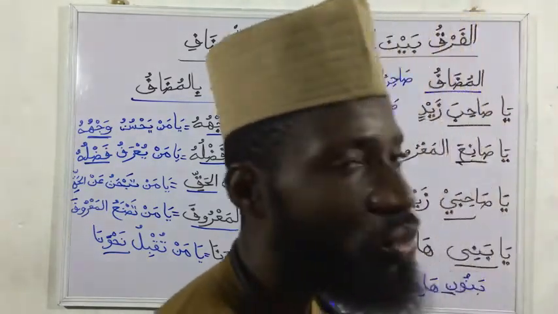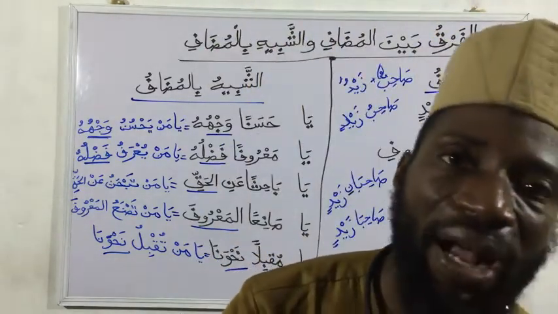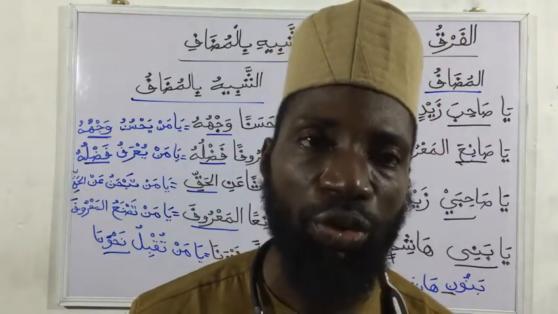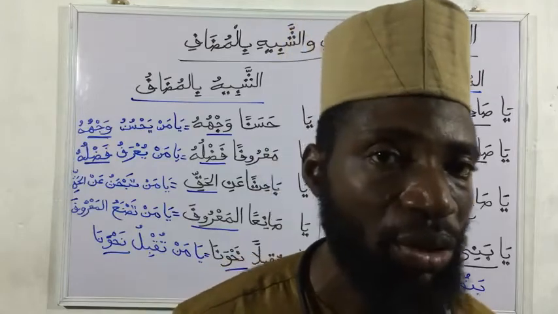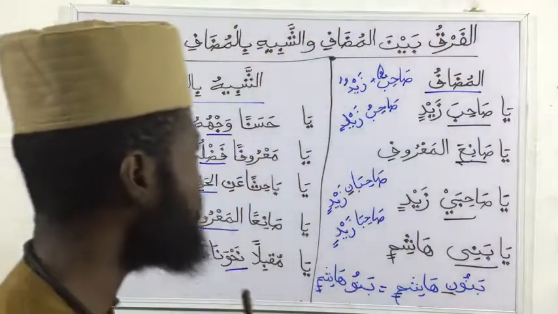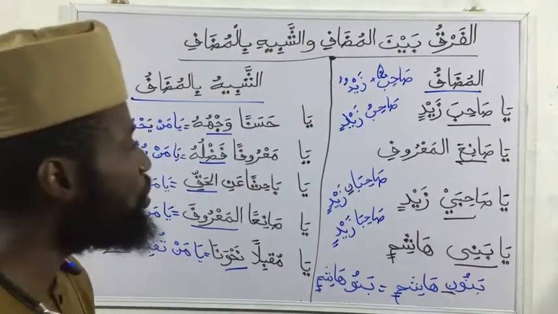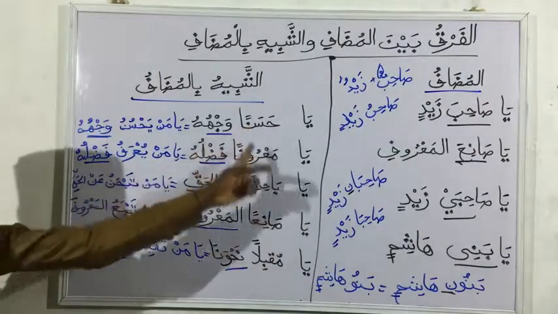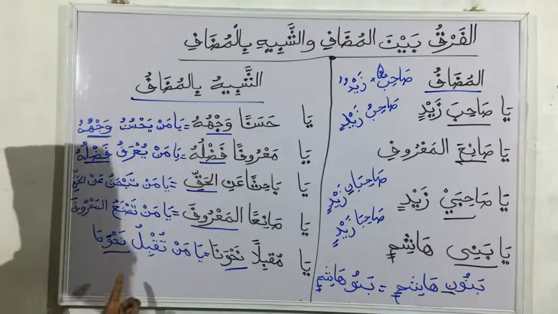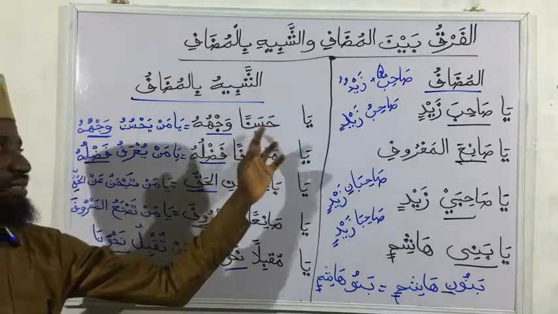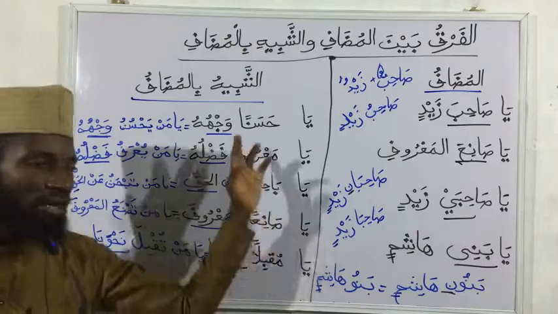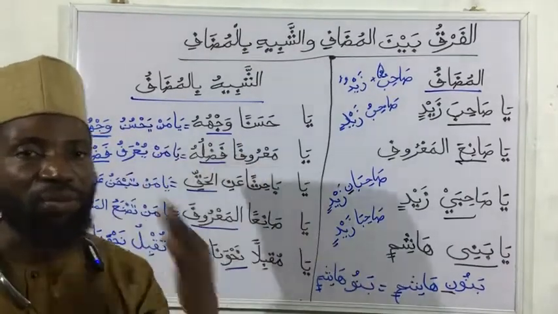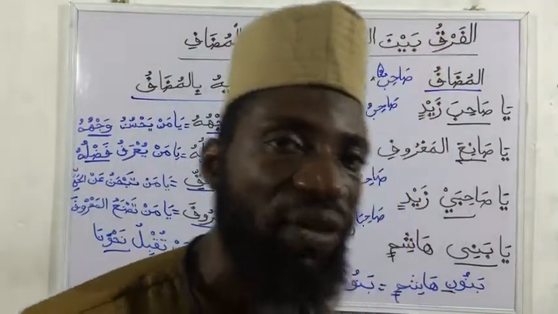So your mudaf can be a jamid now or can be derived, ismu mushtaku. Do you get now? Can be derived or can be a jamid. But your shabihu mudaf will always be what? Even from what you have seen here, when we break this down, it shows that they are either of the four: ismul fa'il, ismul maf'ul, ismul mubalagha, sifatu mushabbah.